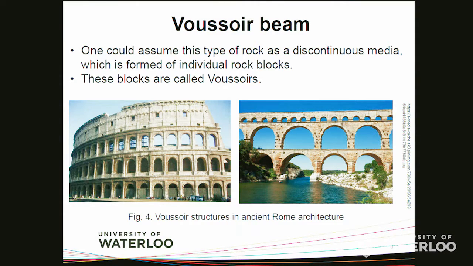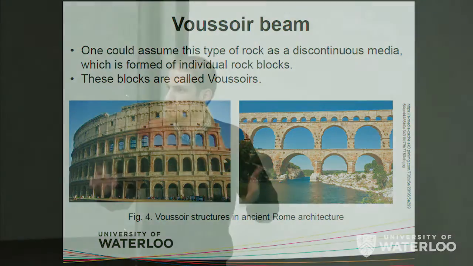These are called Voussoir structures. Because of the arch shape distribution of the compressive stress within the beam, this method is called Voussoir beam. This is where the term Voussoir came from.